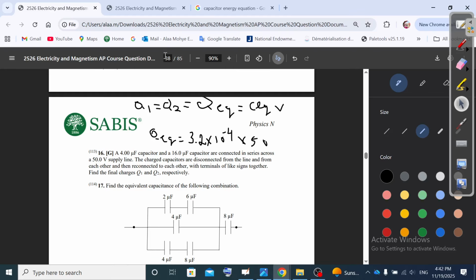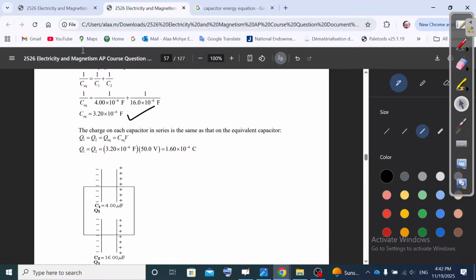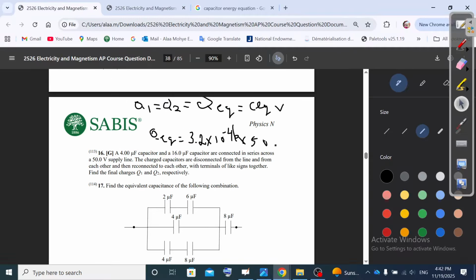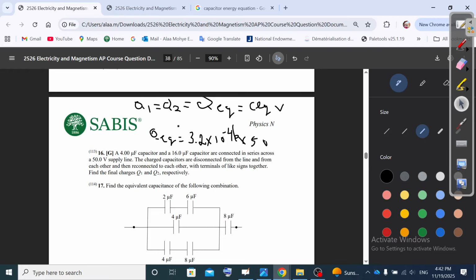Okay, so let's do it. It's going to be 3.2 times 10 to the minus 6, sorry, minus 6 times the 50. You get 1.6 times 10 to the minus 4. Then as you can see, it was connected in parallel, because when they say like terminals, it is like this, in parallel.